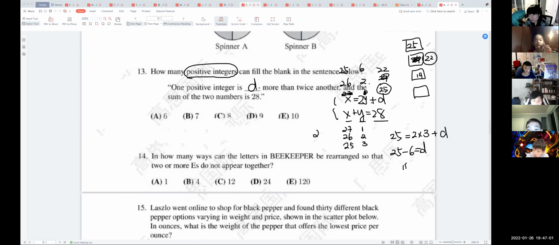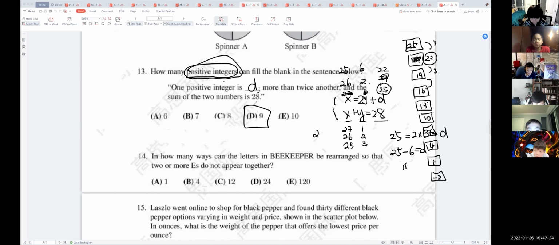So you're going to know the difference every time is 3. So it's 22, 19, 16, 13, 10, 7, 4, and 1. And you cannot minus anymore because it's going to be -2. So d must be a positive integer. So 1, 2, 3, 4, 5, 6, 7, 8, 9. So the answer is D.